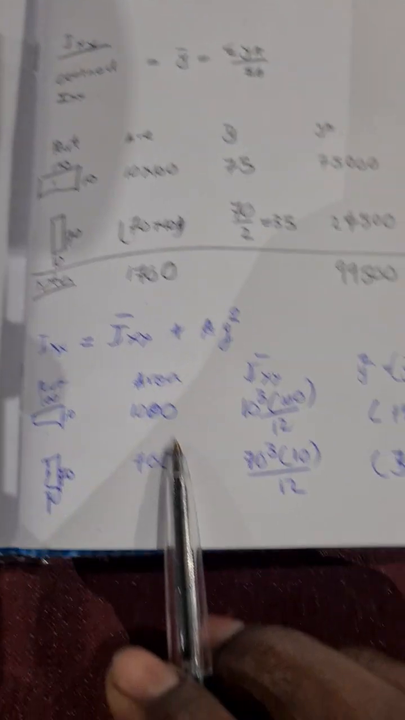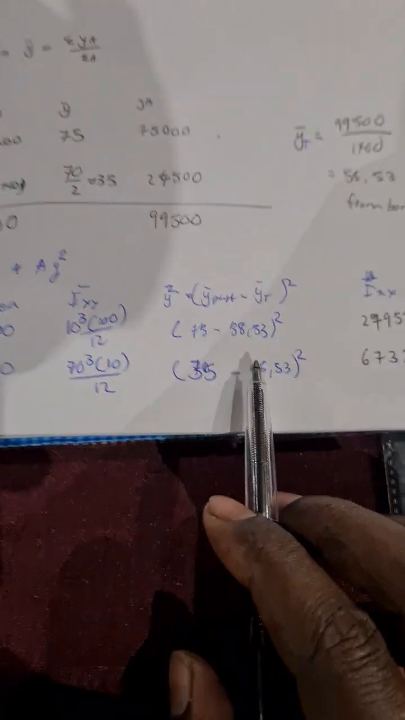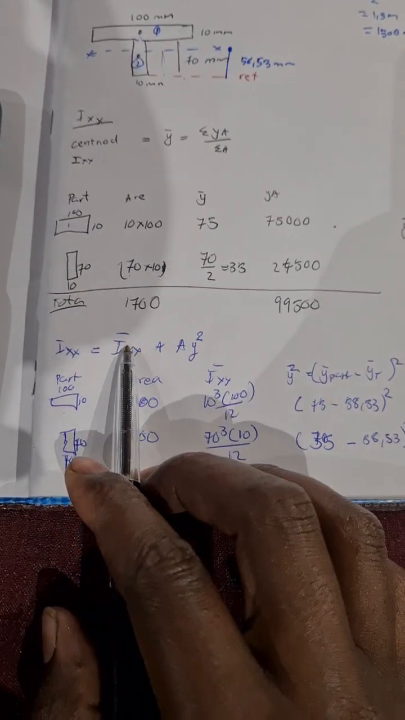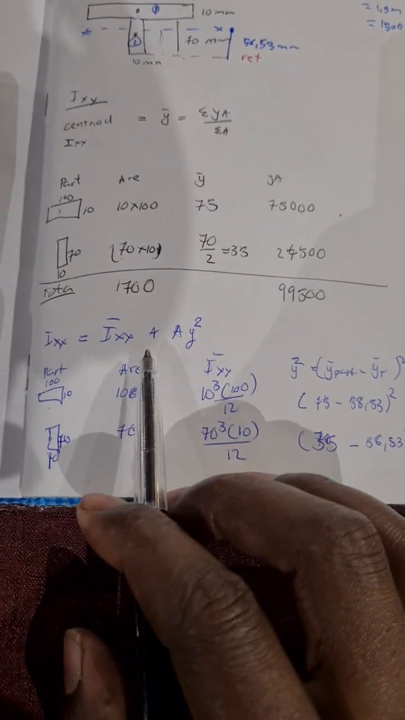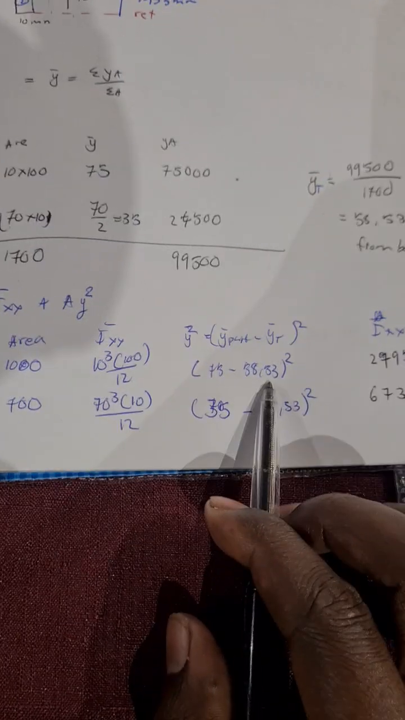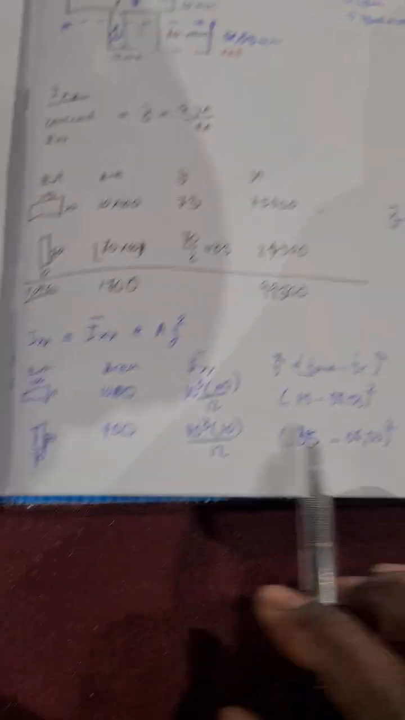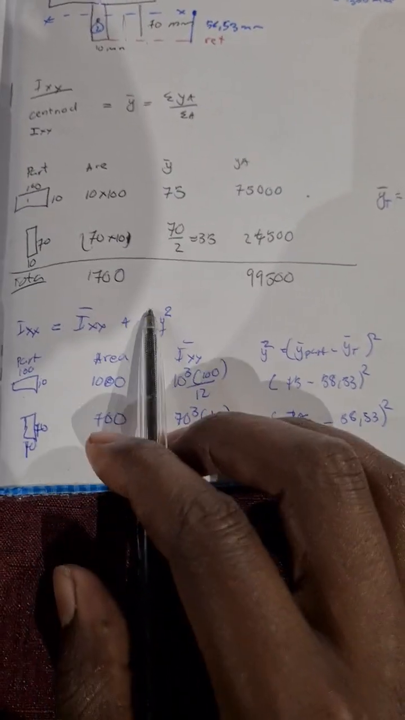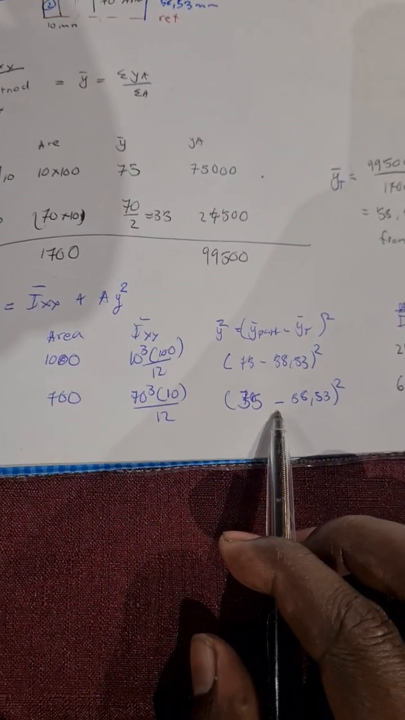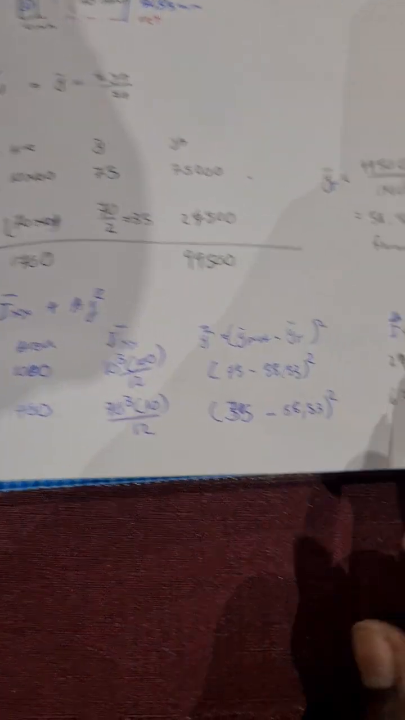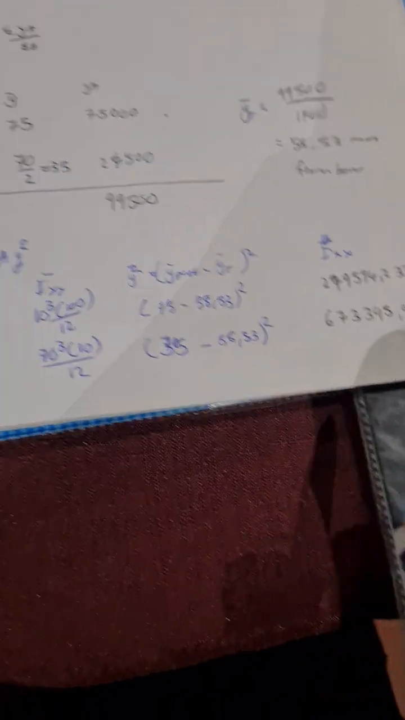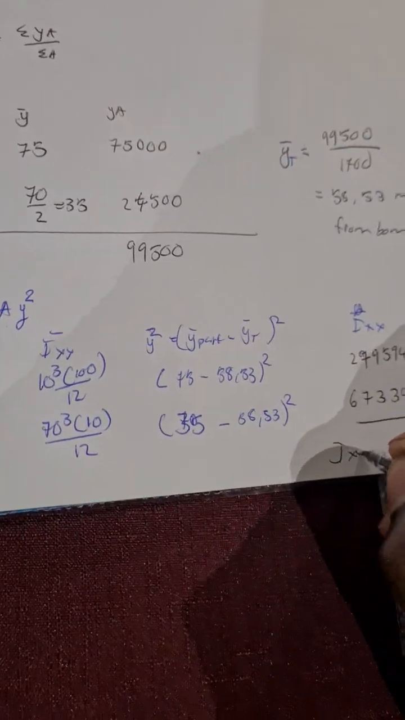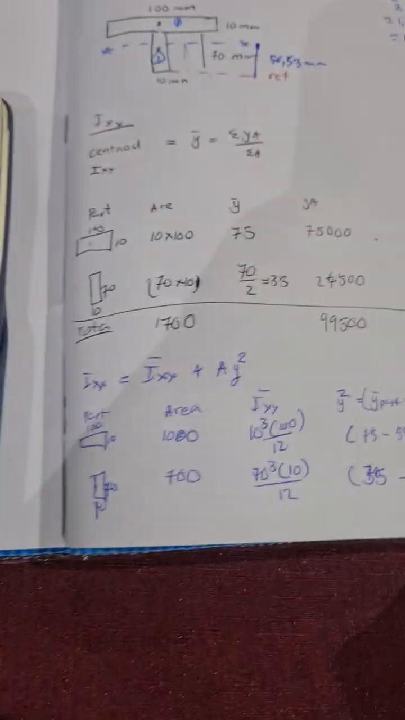Then you use this formula, take note of the formula. So we have this one, plus this times this, then we get this answer. Again, take note of the formula. So area, this times this plus this, don't be confused please, and this is the answer.